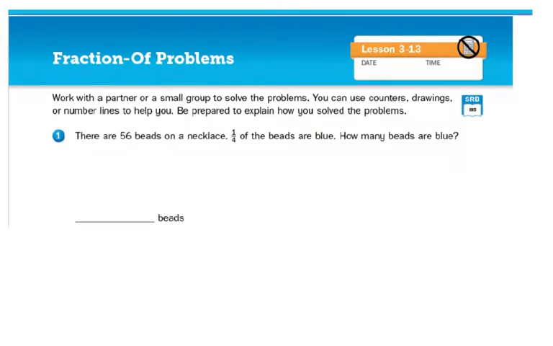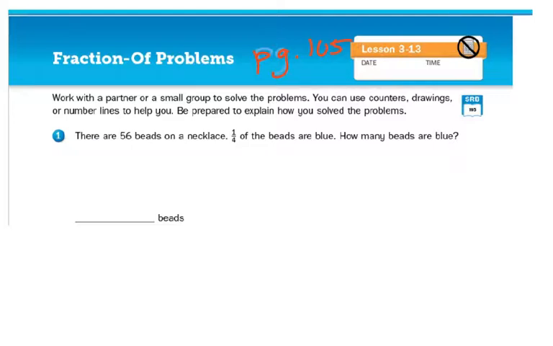All right, let's go ahead and look in your math journal for today. You are going to go ahead and turn to page 105. With a partner or a small group, you're going to be working in a very small group yourself. You can use counters, drawings, or number lines to help you. Be prepared to explain how you solve the problem.